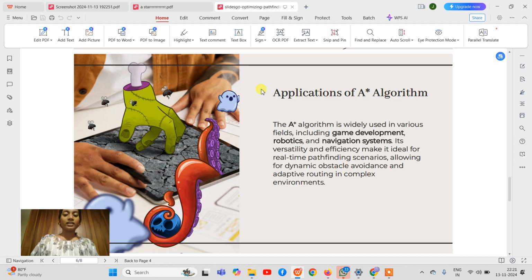The algorithm is widely used in various fields, including game development, robotics, and navigation systems. Its versatility and efficiency make it ideal for real-time pathfinding scenarios, allowing for dynamic obstacle avoidance and adaptive routing in complex environments.